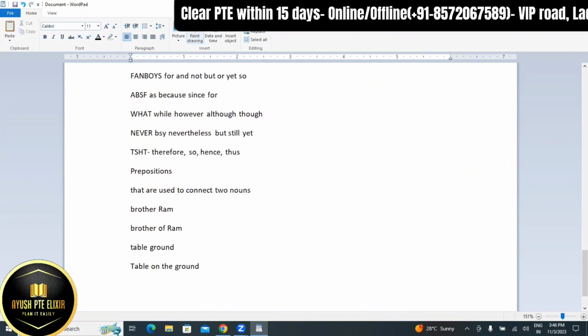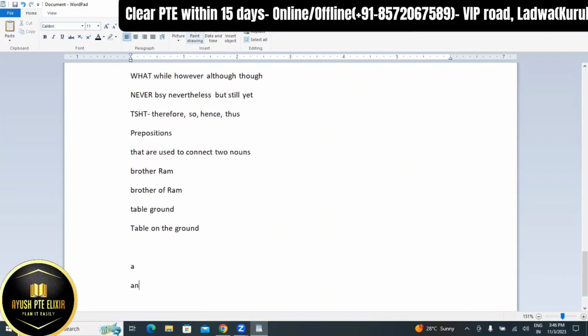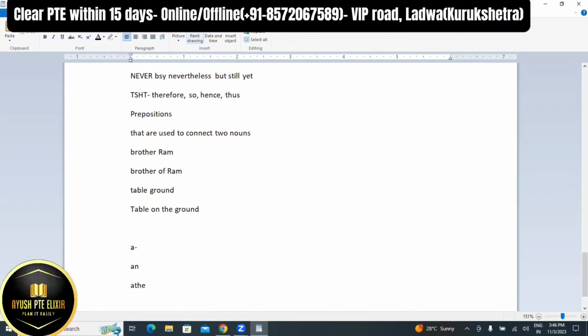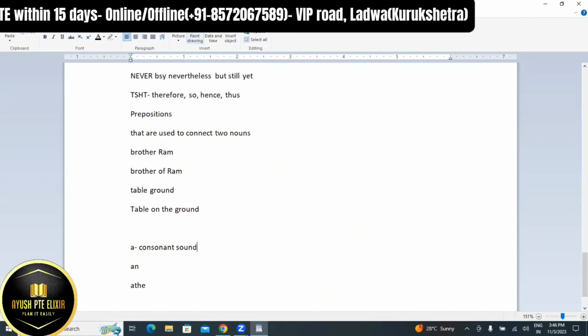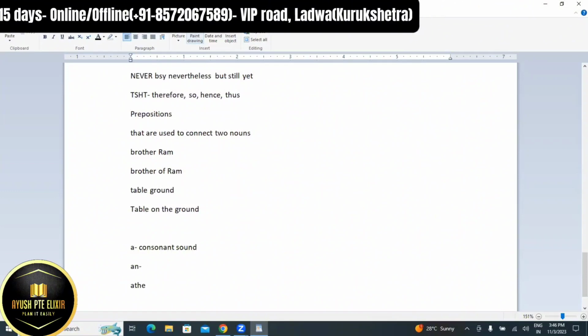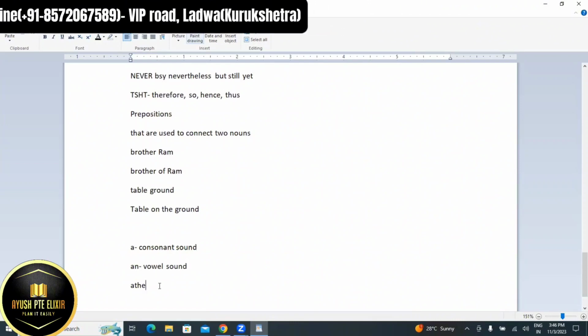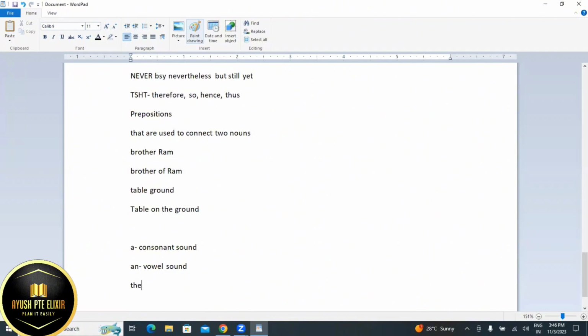And always make sure that you're going to use the proper articles like a and the. This is one of the last techniques that I'll be letting you know. A is used with a consonant sound, and an is used with a vowel sound of obviously any word that comes after that. And the last one, it's the, that usually comes with a particular thing that has already been talked about.